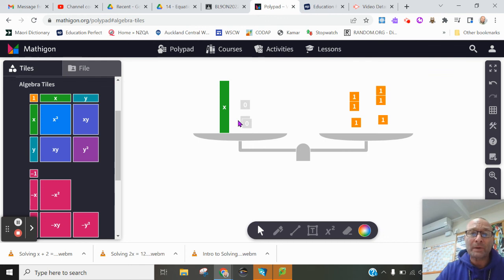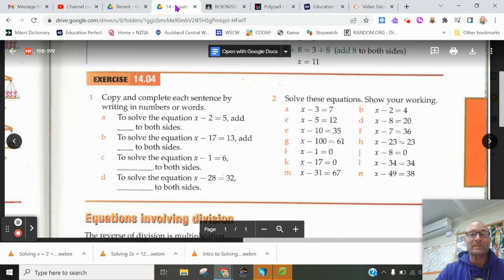Now we've canceled out those minus 2's, and we have 1x is equal to 1, 2, 3, 4, 5, 6. 1x equals 6. Now, if you want to look at that another way, x minus 2 is 4.